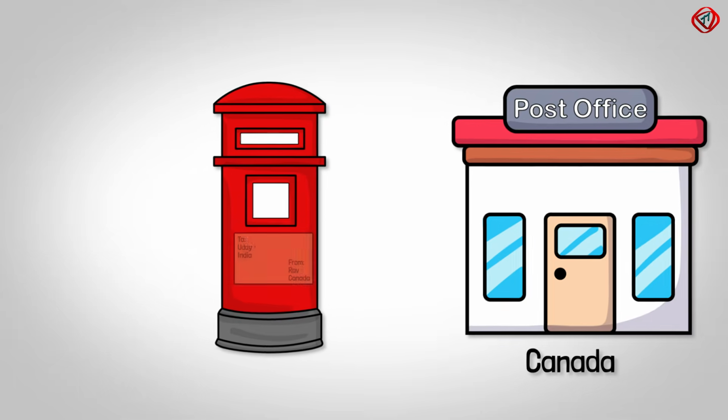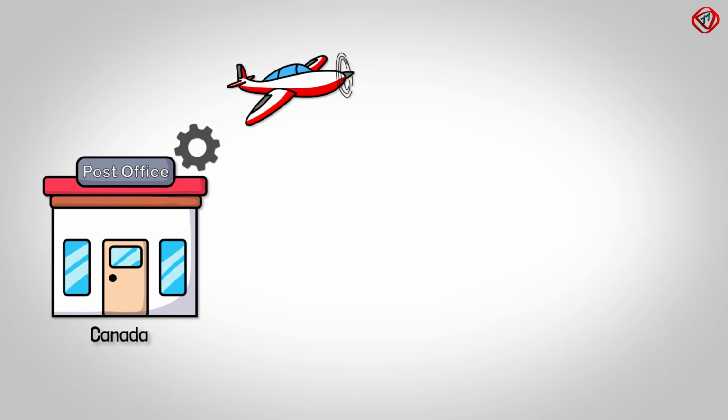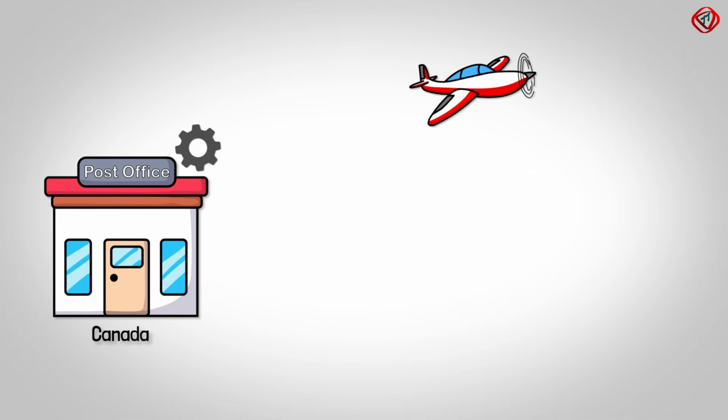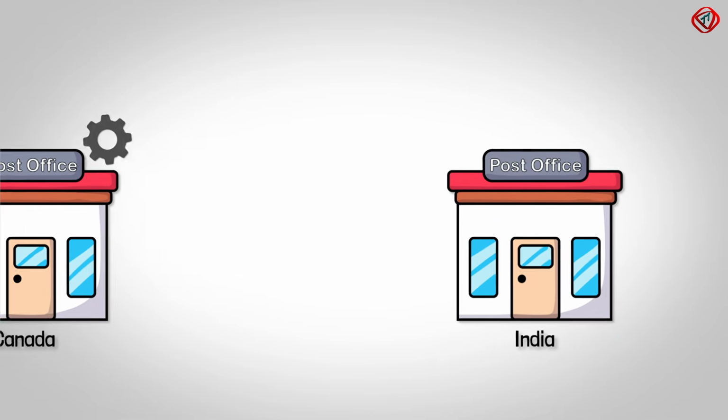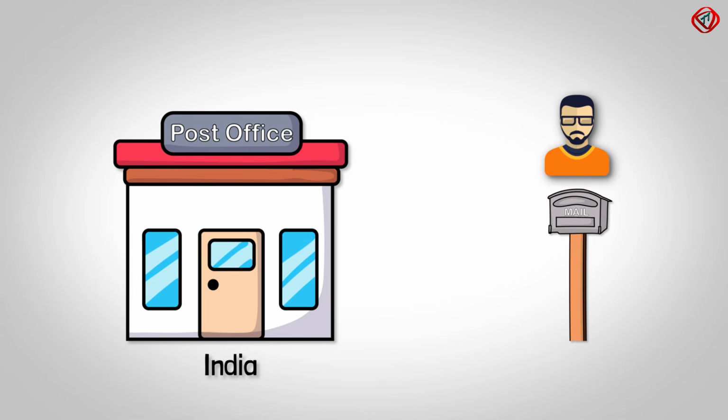The postal system picks it up, processes it, and sends it to Uday's city. Finally, the letter reaches Uday's local post office where it is placed in his mailbox. Uday can open it whenever he wants and read the message. Email works in a similar way to postal mail, but it is much faster.